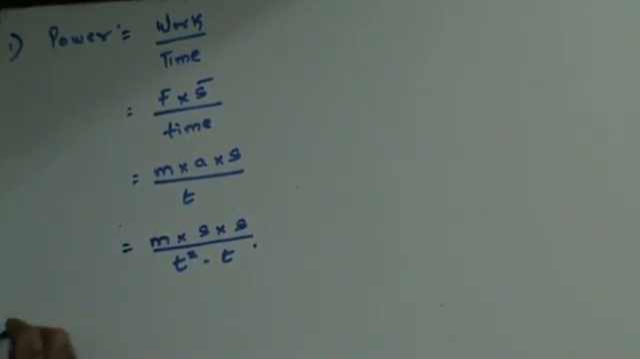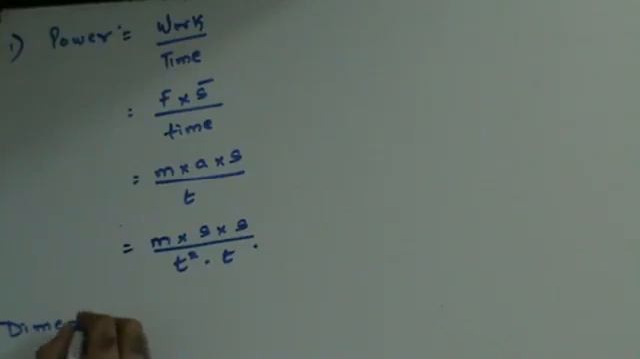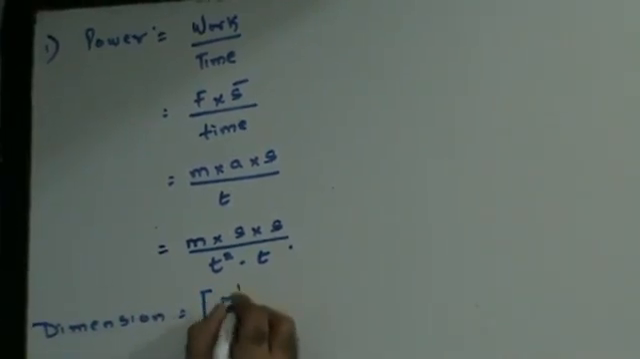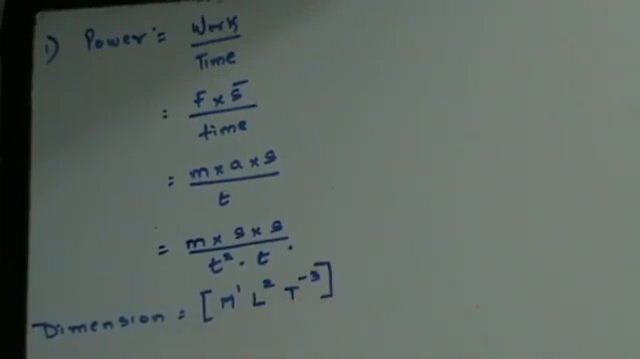So first, write the formula and convert it into fundamental units. Once you have converted it into fundamental units, then you can find out the dimensions. So dimensions will be mass, there is only one mass in it, length 2. Time is in the denominator, 3, so minus 3. When I bring it in the numerator, it becomes negative.